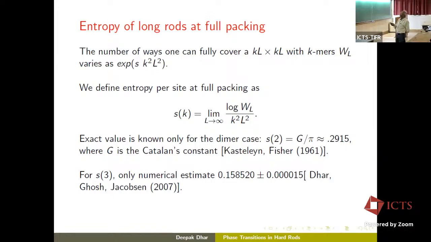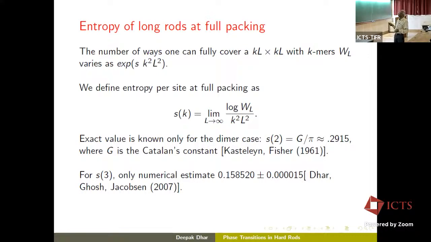Okay, so now let me discuss the entropy of long rods at full packing. Suppose we take an L by L system and try to cover it with K-mers; sometimes you may not be able to cover everything. So that's a minor nuisance. We will take L to be a multiple of K, then you can cover them fully. So take a KL by KL lattice and ask how many ways can I cover it?